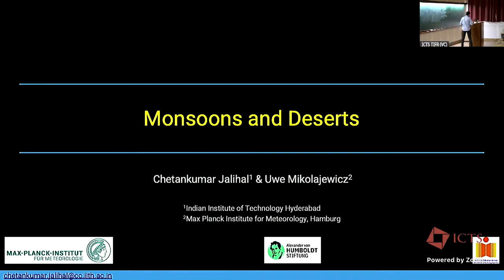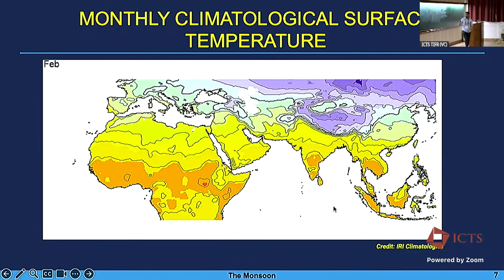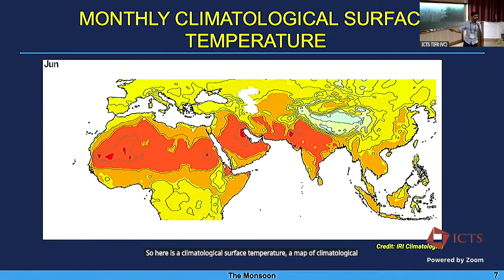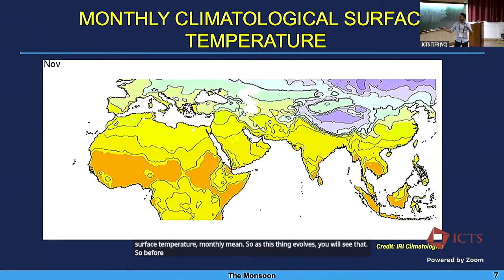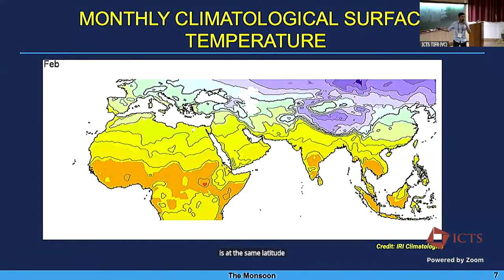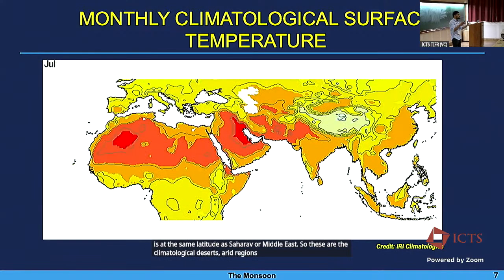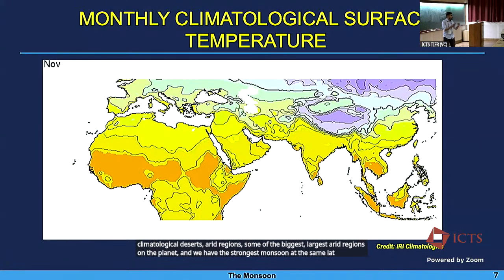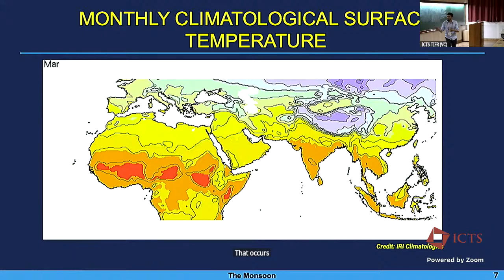Okay. So here is a map of climatological surface temperature, monthly mean. Before we get into that, most of South Asia, especially India, is at the same latitude as the Sahara or Middle East. These are the climatological deserts, some of the largest arid regions on the planet. And we have the strongest monsoon at the same latitude. So there is a very strong zonal asymmetry in this region, the Afro-Asian sector.